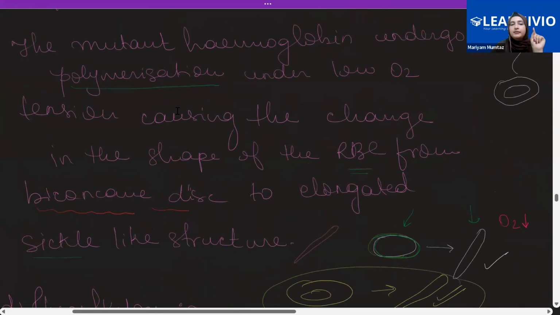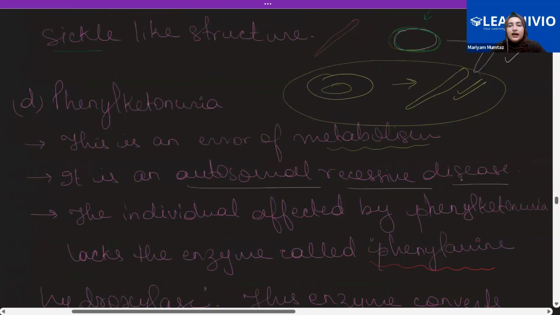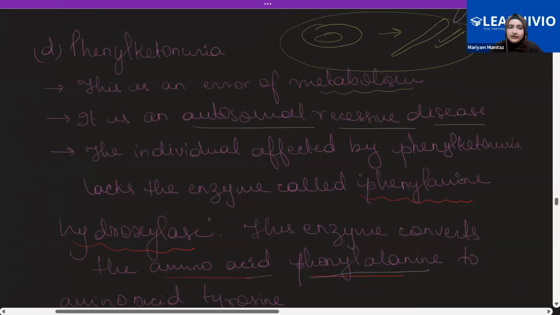So the mutant hemoglobin undergoes polymerization under low oxygen tension, causing the change in the shape of RBC from biconcave disc shape to elongated sickle-like structure. This is what sickle cell anemia is. Okay, the RBC becomes sickle cell instead of being a biconcave disc shape. Understood? Yes.